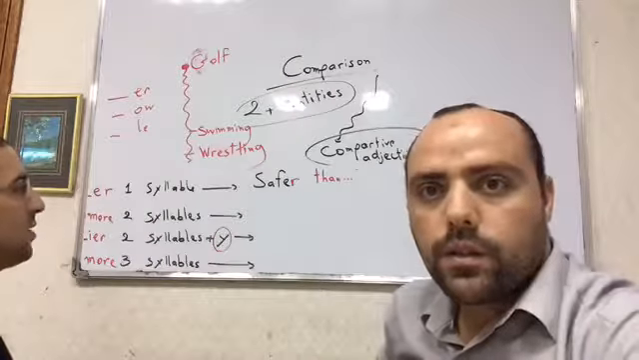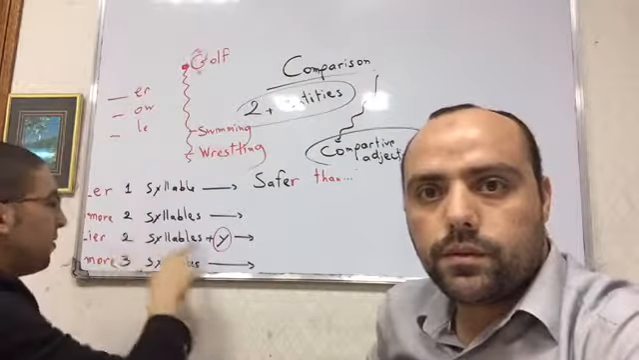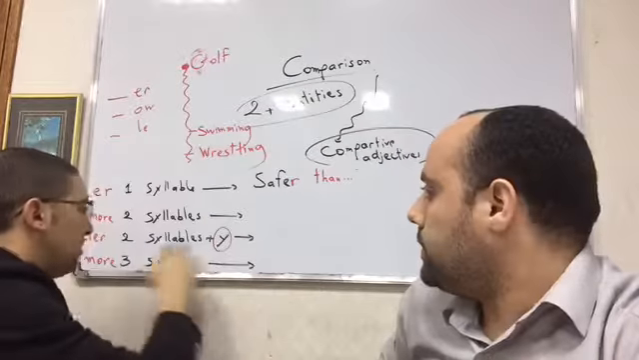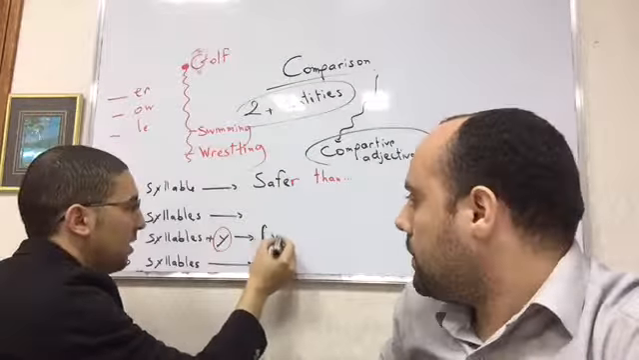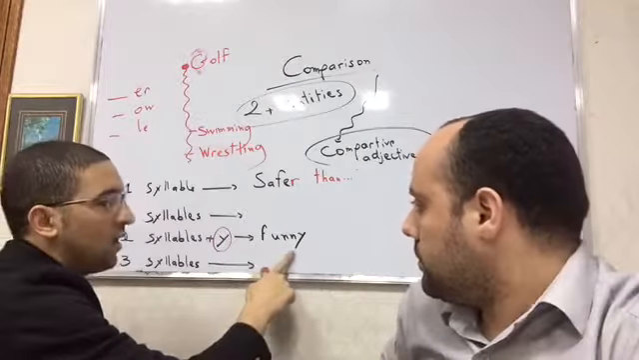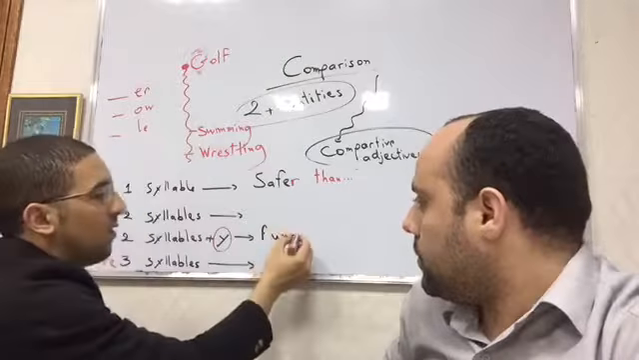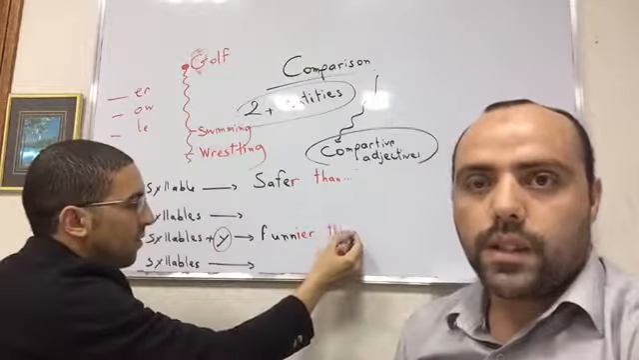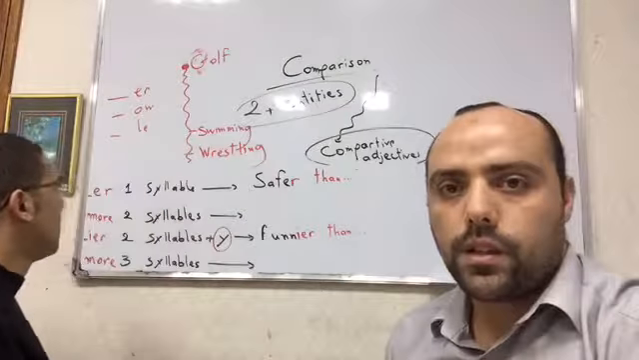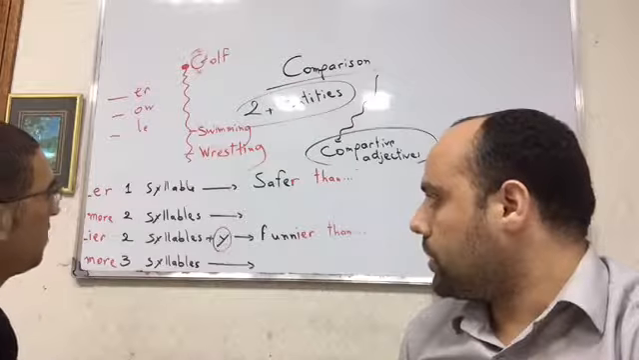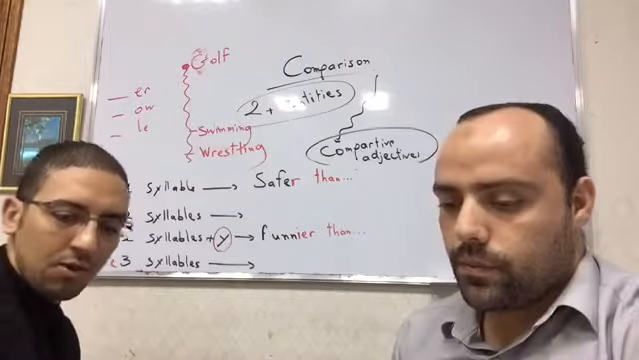Now we gave an adjective. What was the adjective? Funny. Funny has 2 syllables and ends with y. We said that if you have 2 syllables and a y at the end, you're going to delete the y and just add IER. Funnier than. Yes, funnier than.